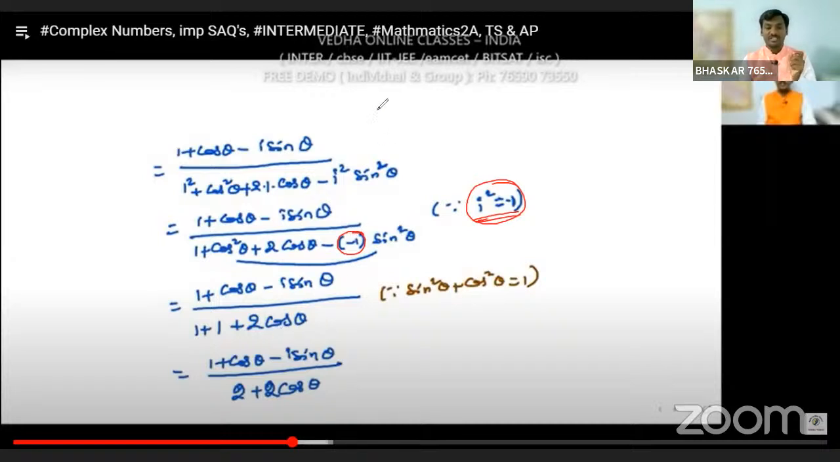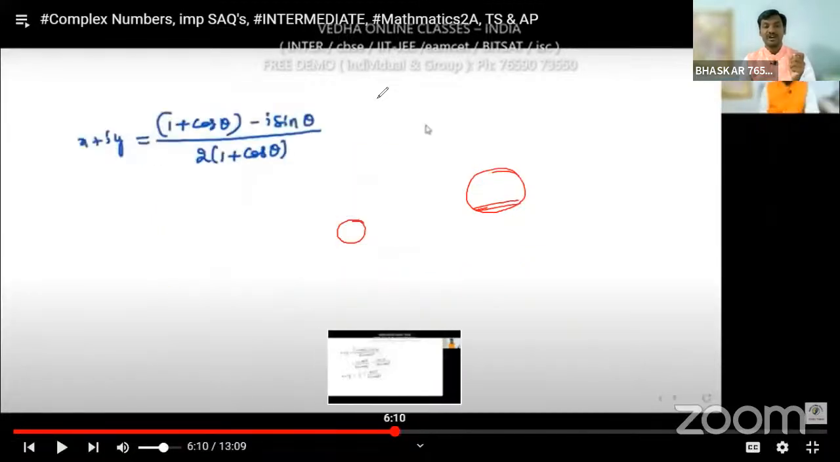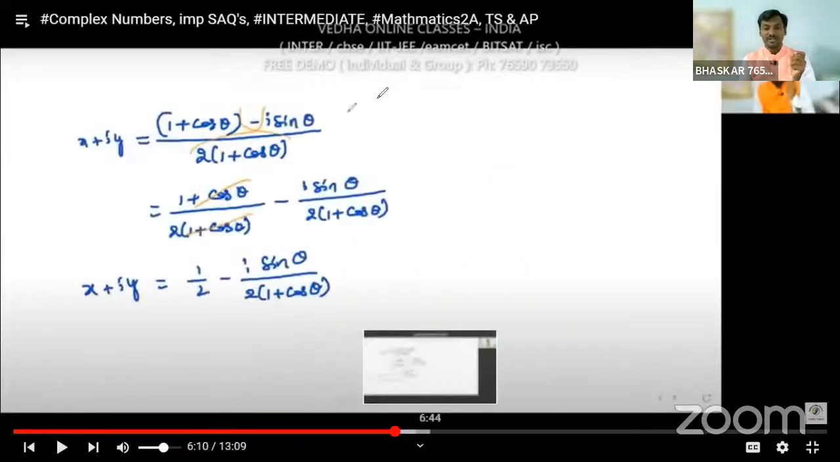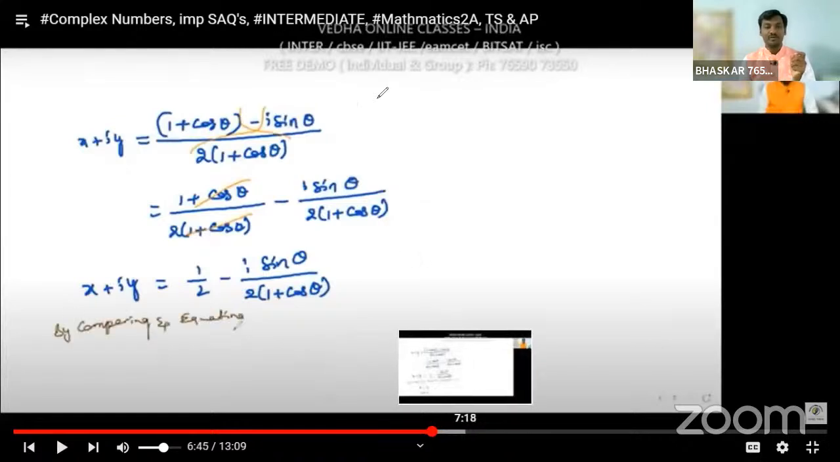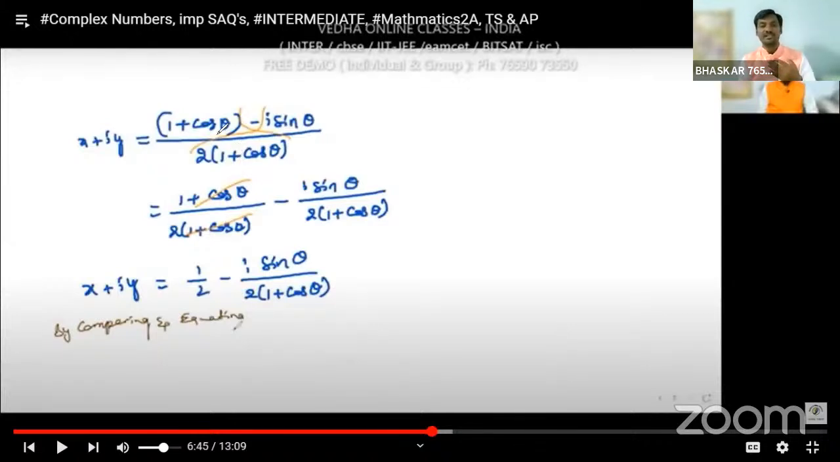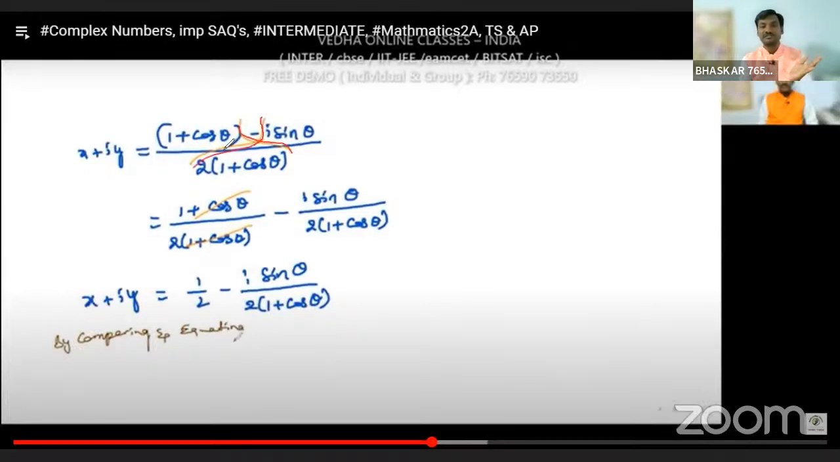Just watch the videos, and with these videos you have to practice. Keep the videos in front of you, play them, and practice like this. So x plus iy is equal to 1 plus cos theta minus i sin theta divided by 2 into 1 plus cos theta. This denominator is applicable for both terms, the left side term as well as the right side term. If you separate them, we get the first term like this, and for the second term also we have to take the denominator.